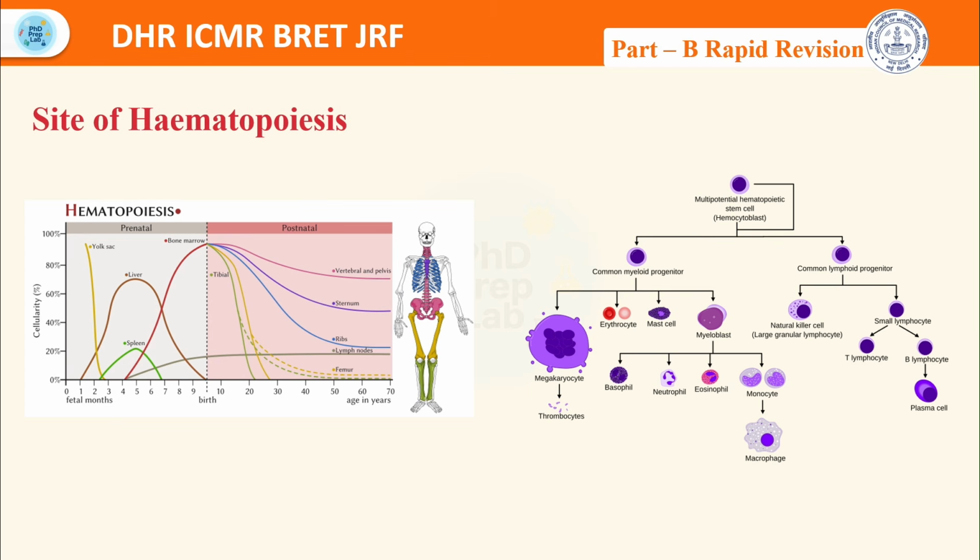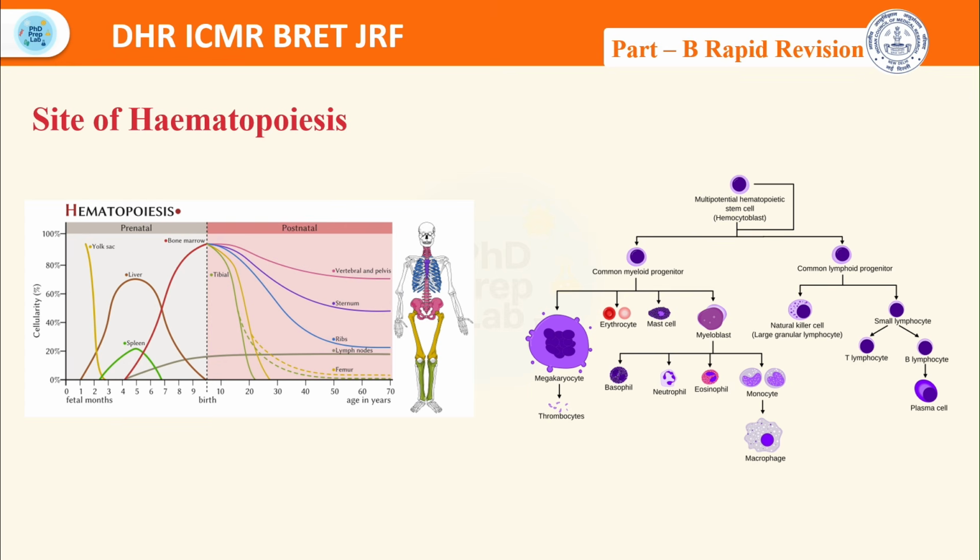The myeloid progenitor cell will give rise to megakaryocyte, which develops into thrombocytes. Then it also forms erythrocytes, that's your red blood cells. Then your mast cells and your myeloblast, which has your WBC components right from your basophil, neutrophil, eosinophil to monocyte. Then on the lymphoid lineage, you have the lymphoid progenitor cell, which forms the natural killer cell and the B and T lymphocytes. B lymphocytes mature and develop into plasma cells.